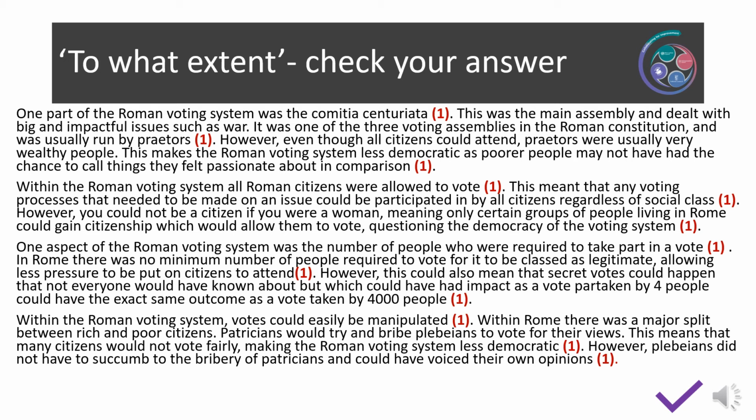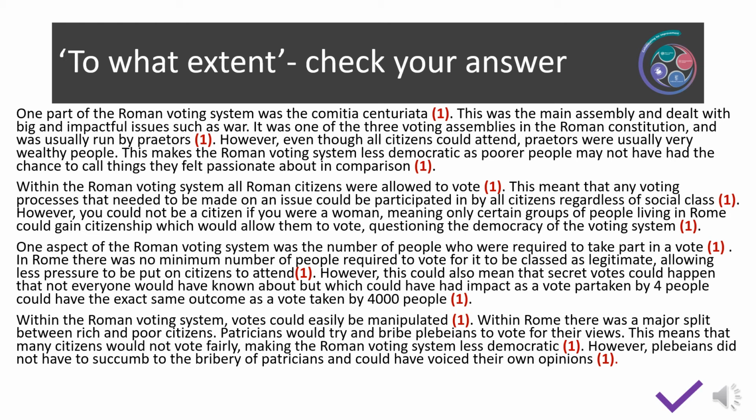One aspect of the Roman voting system was the number of people who were required to take part in a vote. In Rome, there was no minimum number of people required to vote for it to be classed as legitimate, allowing less pressure to be put on citizens to attend. However, this could also mean that secret votes could happen that not everyone would have known about, but which could have had impact, as a vote partaken by 4 people could have the exact same outcome as a vote taken by 4,000 people.